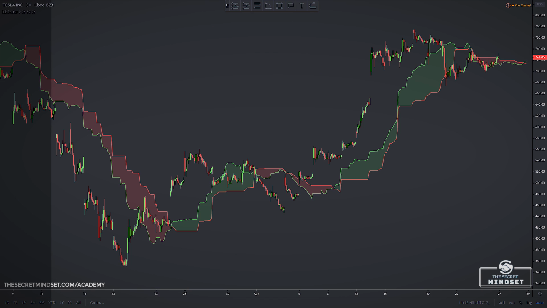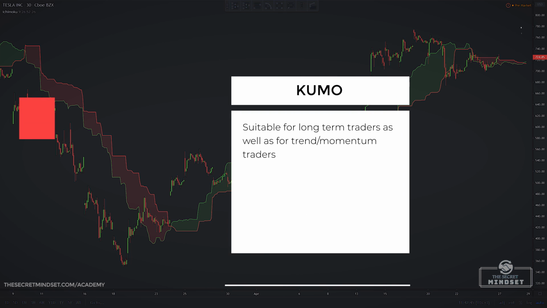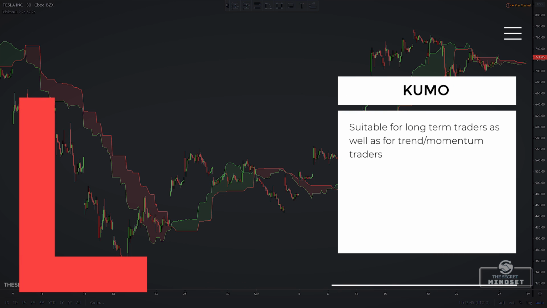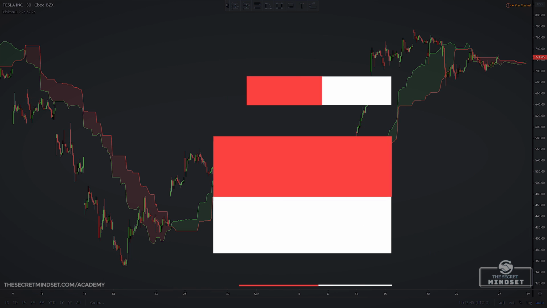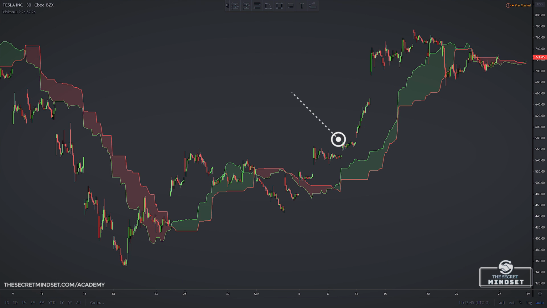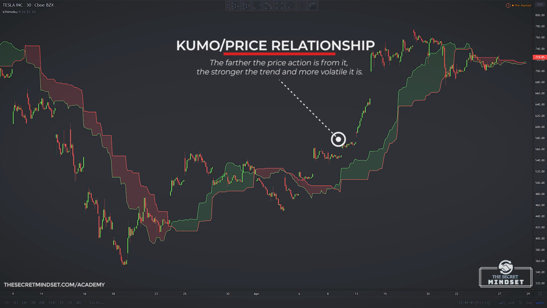The Kumo can be very effective for long-term traders, as well as for trend and momentum traders. This is because the price will stay on one side of the Kumo Cloud during a trend. The farther the price action is from it, the stronger the trend and more volatile it is.